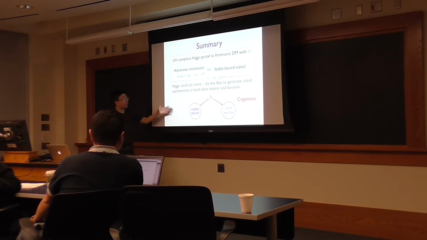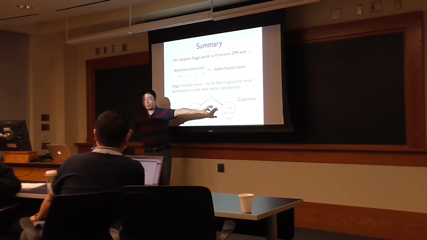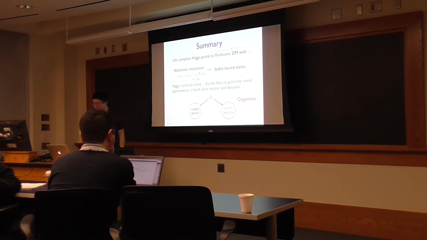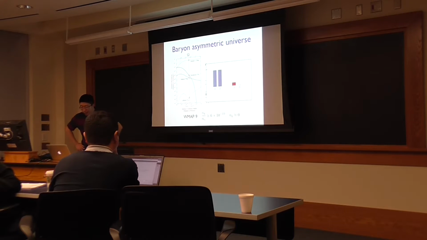And so next I will talk about the minimal picture. I'll talk about how the Higgs evolution in the early universe is going to source the visible sector, and it's also going to source the dark sector, to explain the genesis. This is about cogenesis.